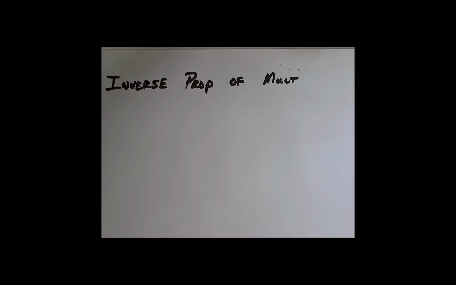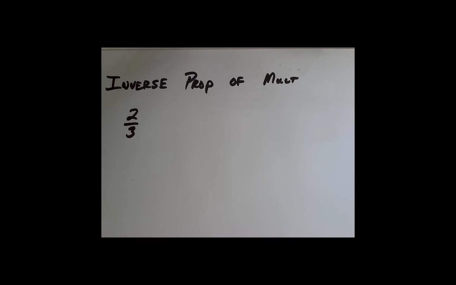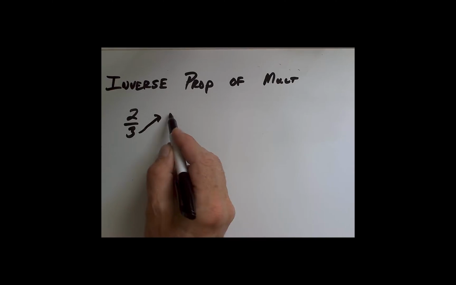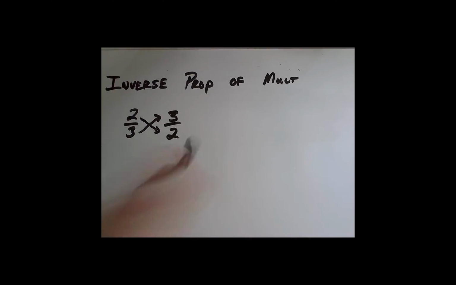First, let's take a look at the inverse property of multiplication. Let's say we had a fraction, 2/3. To find the inverse of this fraction, we would take the denominator of the fraction and move it to the numerator of another fraction. And we would take the numerator of this fraction and put it in the denominator of this fraction. Now, if this holds true that this is the inverse of itself, then if we multiply it together, it should equal 1.